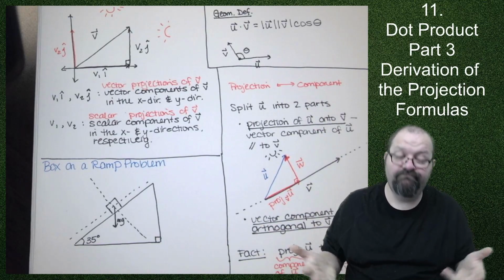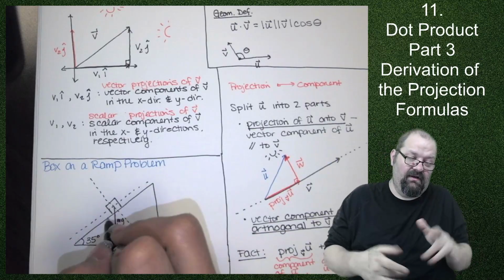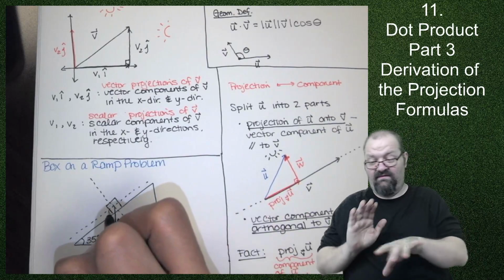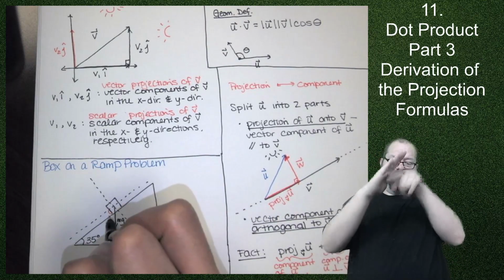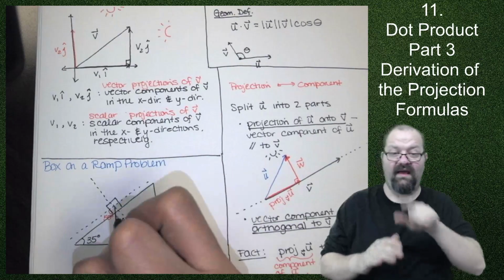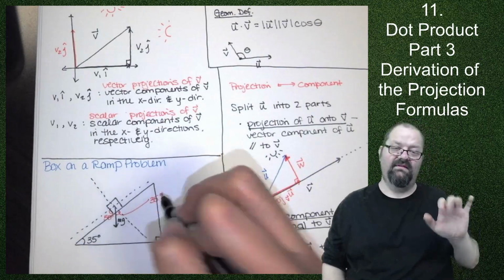Well, if I know this angle, and most of the time in physics class they give us that angle, I can find this angle and I can also find that angle. So this angle, because that would make a right triangle, that's going to be 90 minus 35. That's going to be 55. Or this angle over here, that has to be 35 as well.